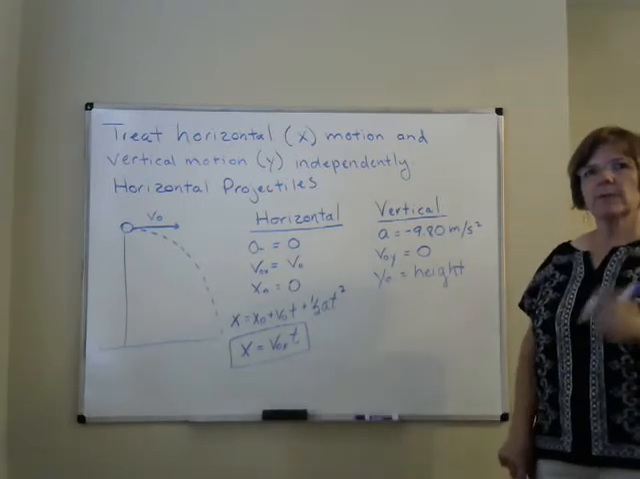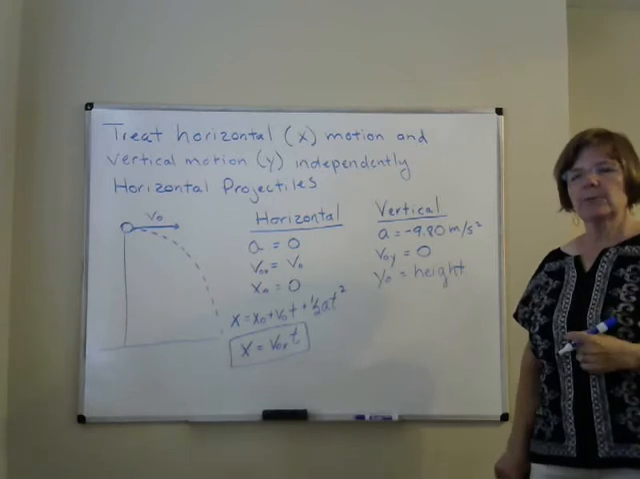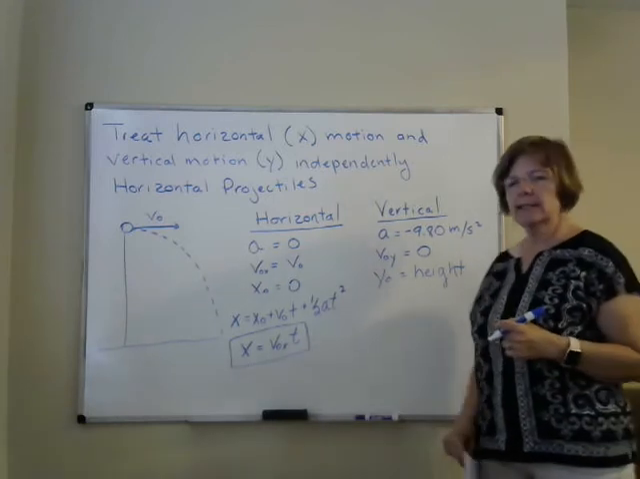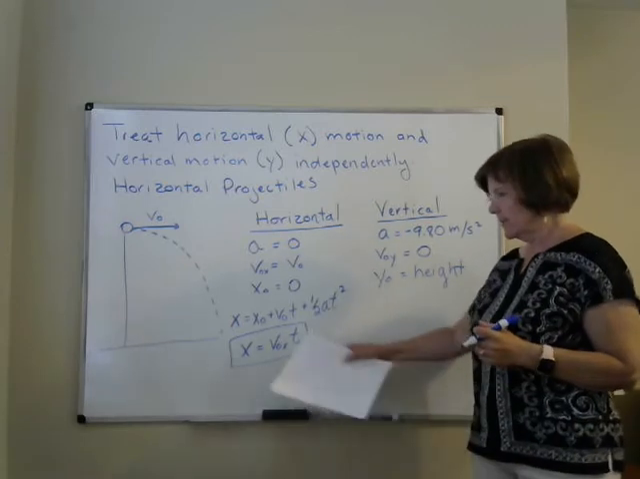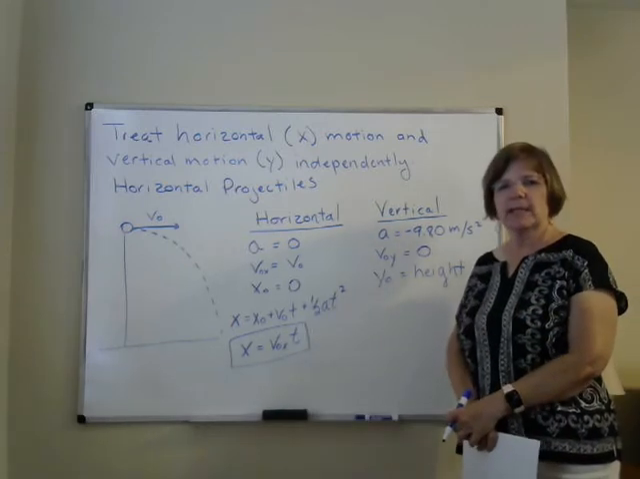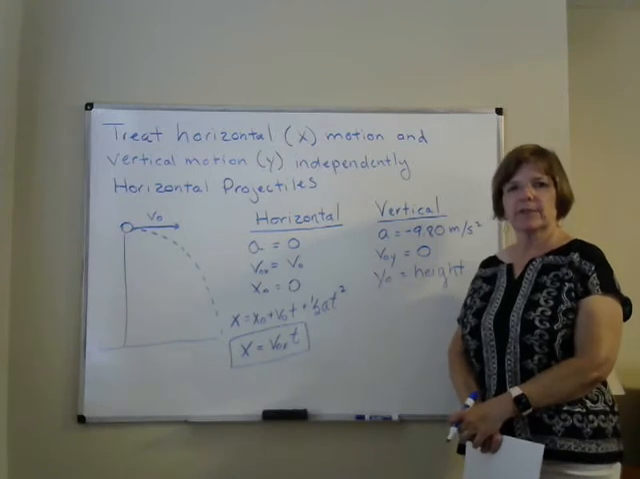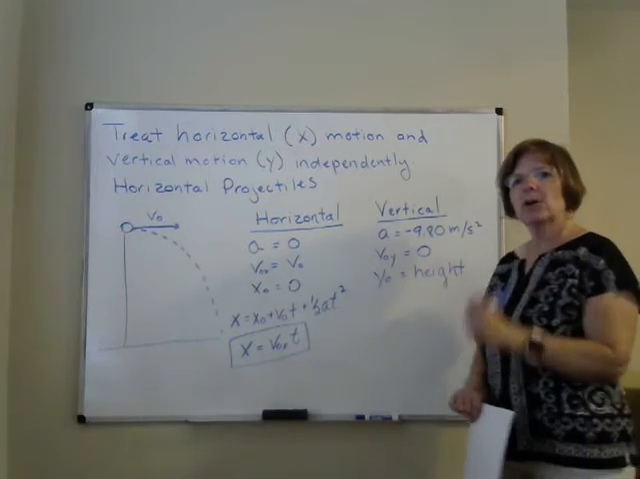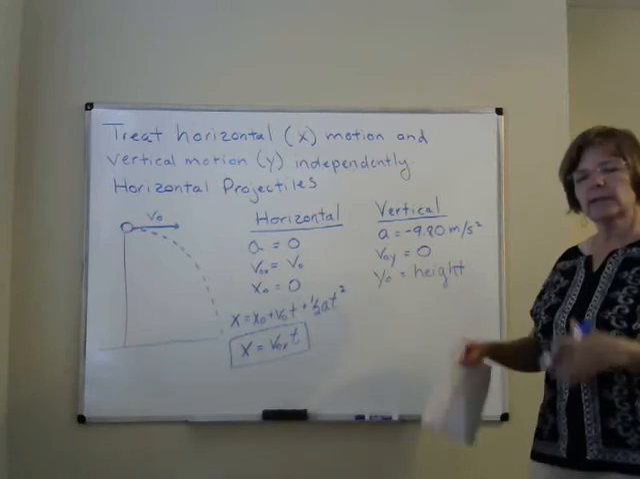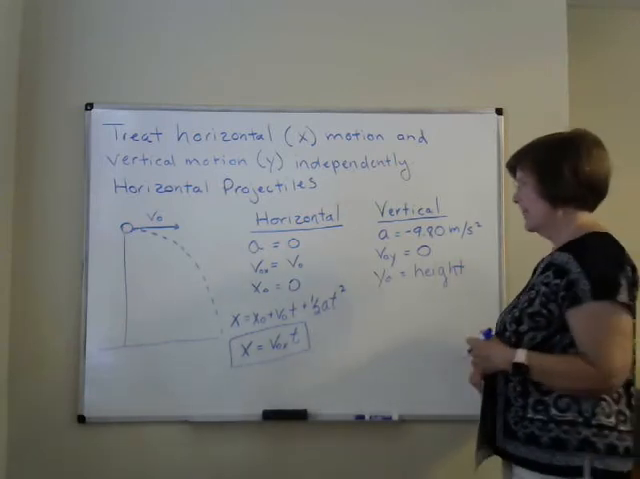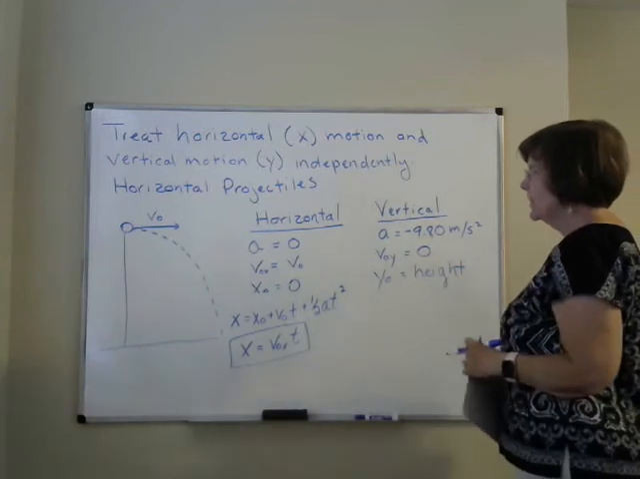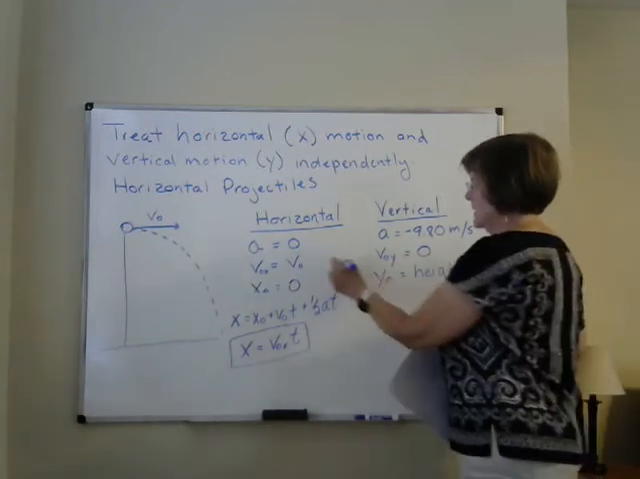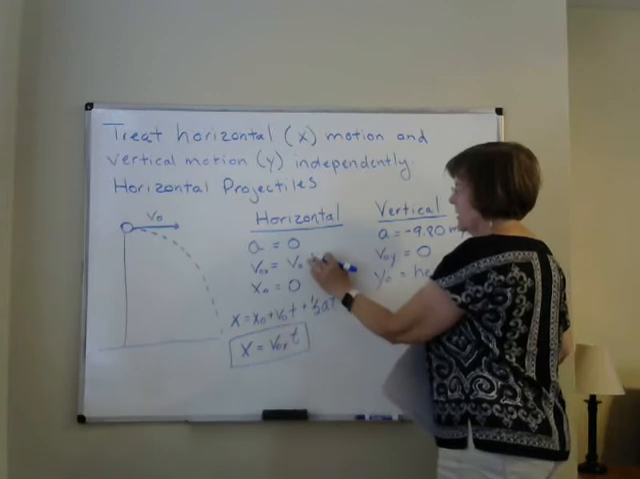If you launch something horizontally at 10 meters per second and you wait 3 seconds, it's going to have traveled 30 meters. If you launch it at 50 meters per second and you wait 3 seconds, it's going to have traveled 150 meters. But it's just going to move at a constant horizontal speed. It's not going to slow down. It's not going to speed up. We do the same thing over here, only this is going to be constant. Velocity will be constant.